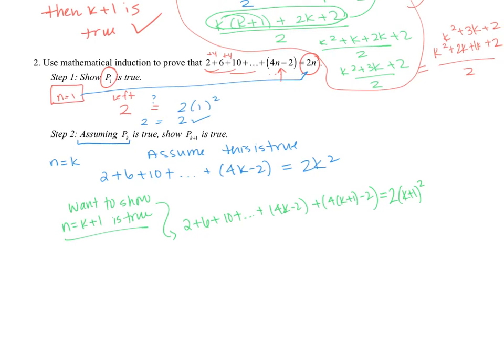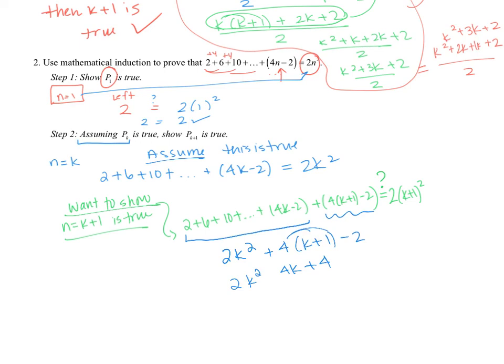So this is what we want to show. We're not totally sure that it will equal that right side, but what we do know from our assumption is that these first guys right here is 2k squared. So what does it simplify to be if I take 2k squared plus this extra term, 4 times k plus 1 minus 2? Well, if I distribute, that's going to be 4k plus 4. I have 2k squared over here minus 2. So I have 2k squared plus 4k plus 2. So this is what the left-hand side is.